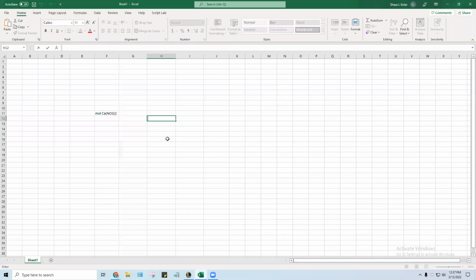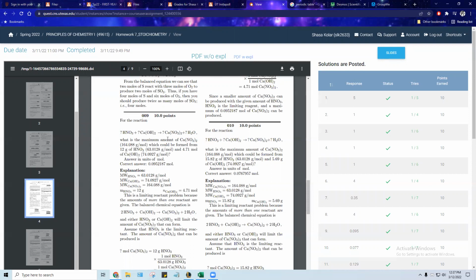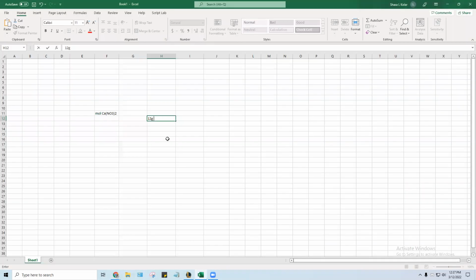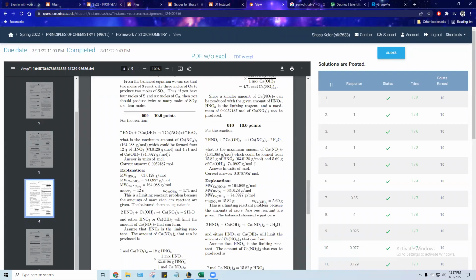12 grams of HNO3, not NHO3, HNO3. And 4.7. So we need to find the moles of this so we can check. Oh, we also need a balanced equation. We're just forgetting things. Okay, we can go ahead and balance it real quick.